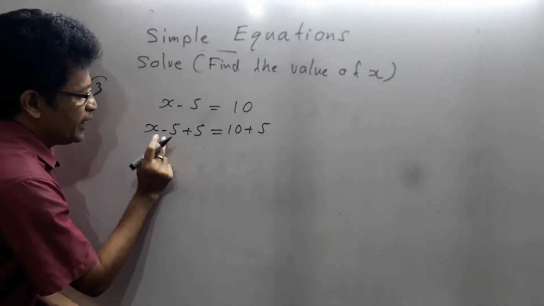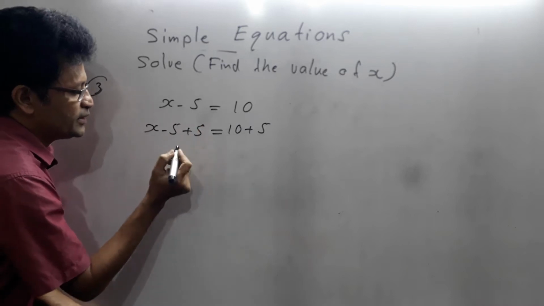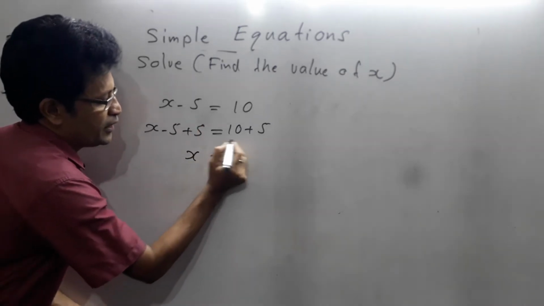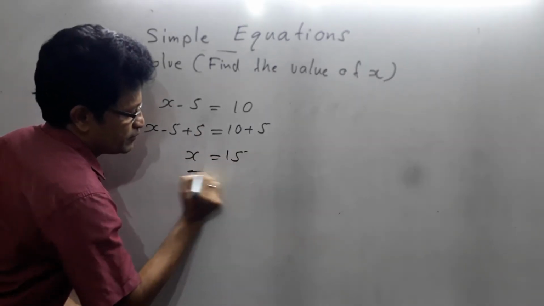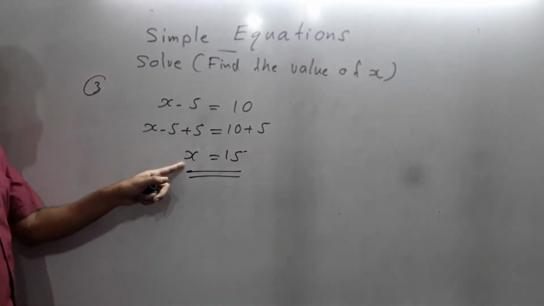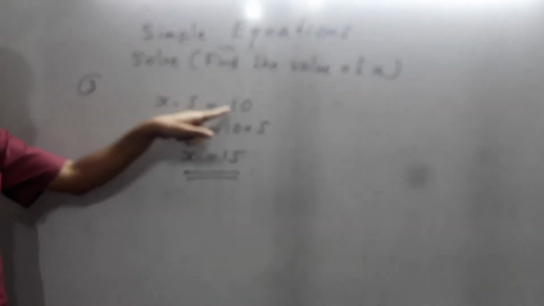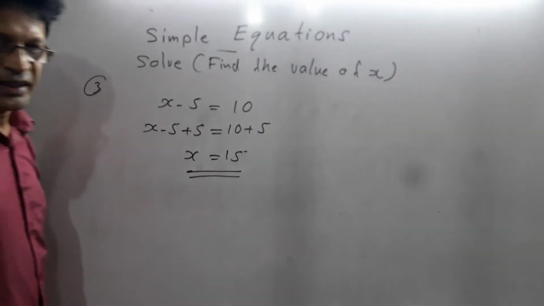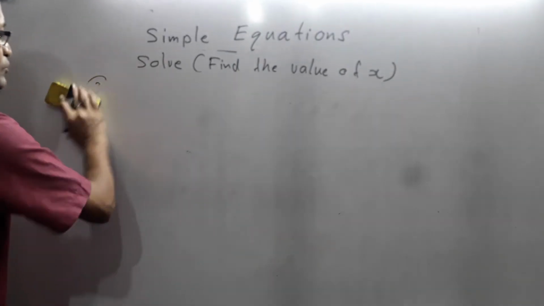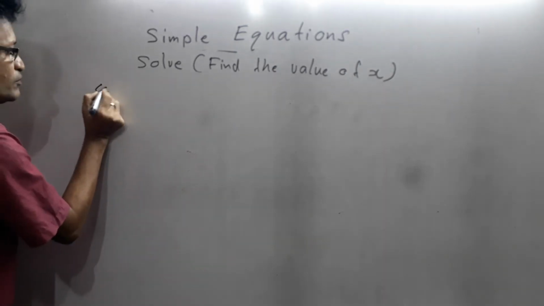Now what? X minus 5 plus 5 cancel. So here we have x. 10 plus 5 is what? 15. So I got the value x equal 15. Now check it. 15 minus 5 is what? 10. So this side also 10. So our answer is correct. Right. Now the fourth question.